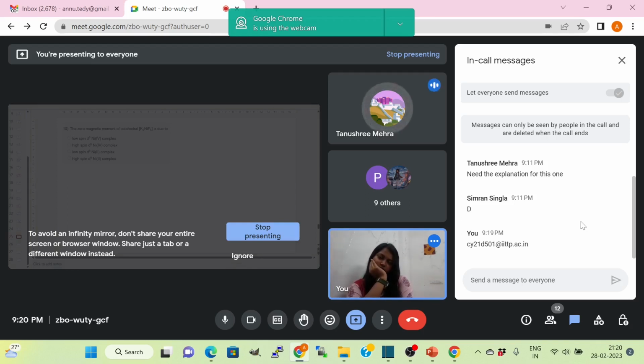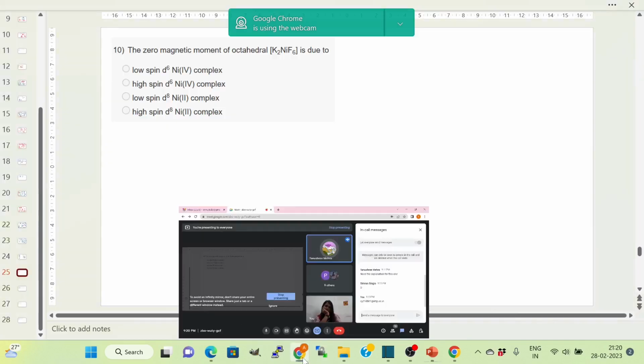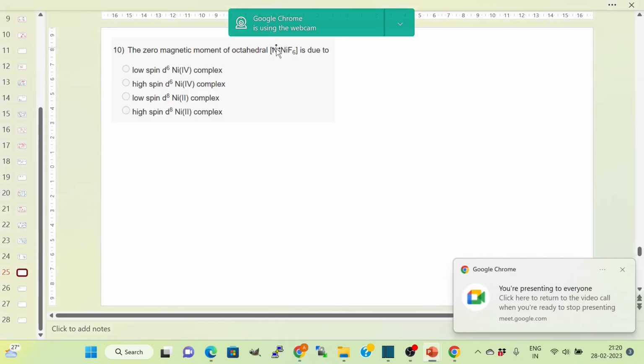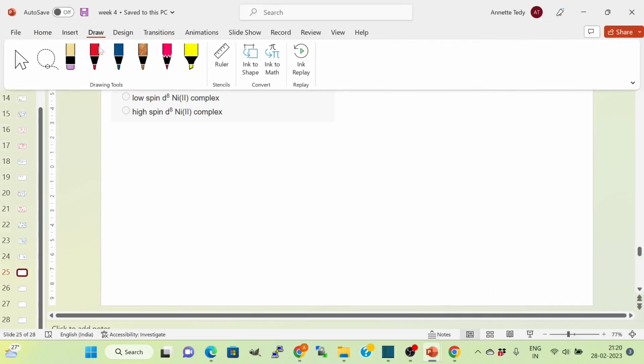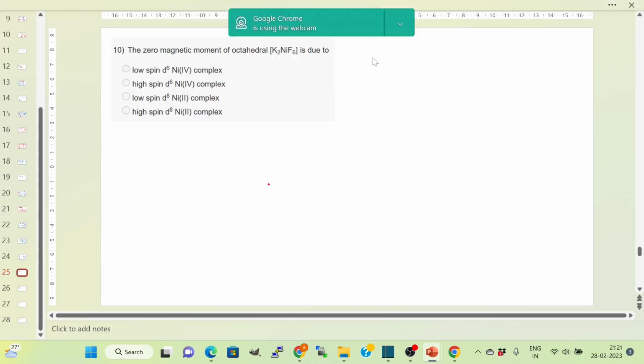Ma'am, K2 is out of the coordination sphere, no? Yes, yes, K2 is outside actually. This question is a bit... Just let me clarify it, one second. K2 is outside. K2NiF6.